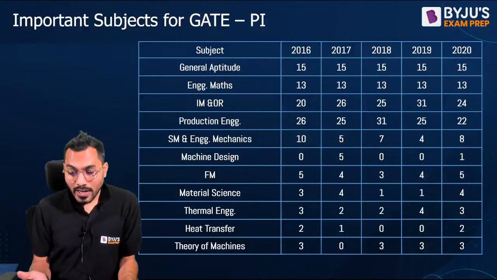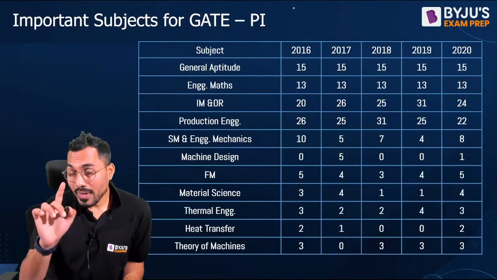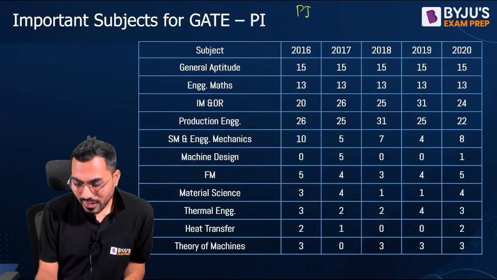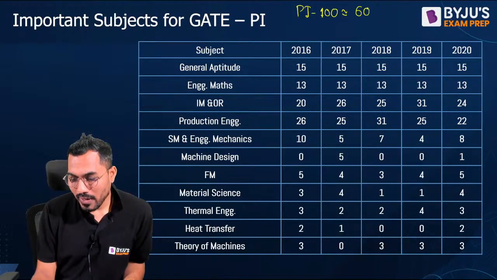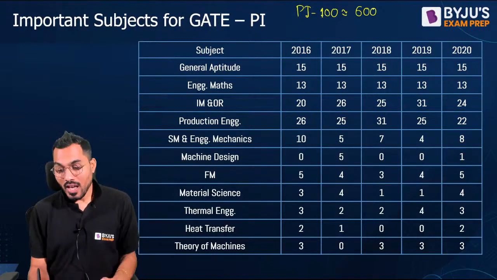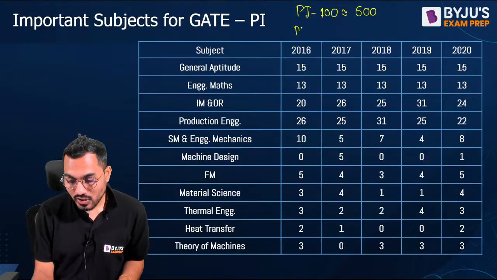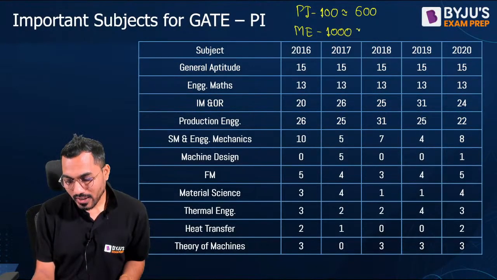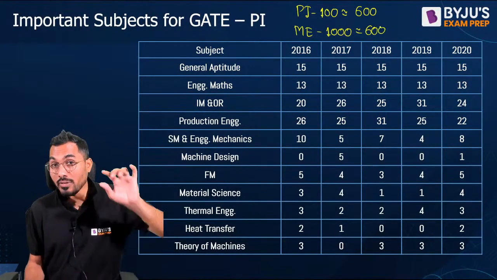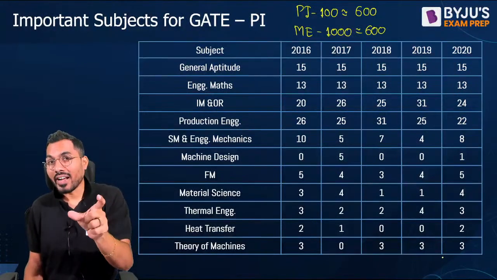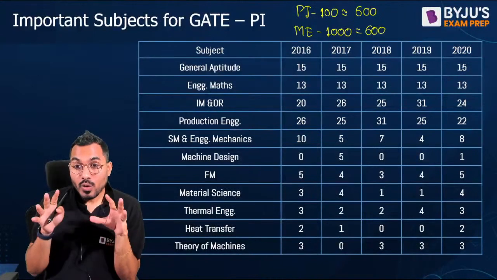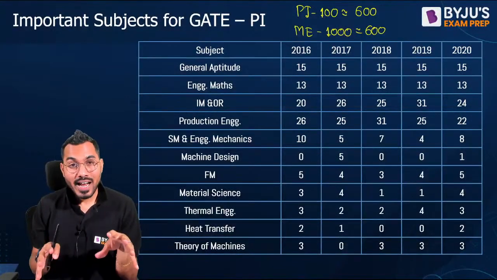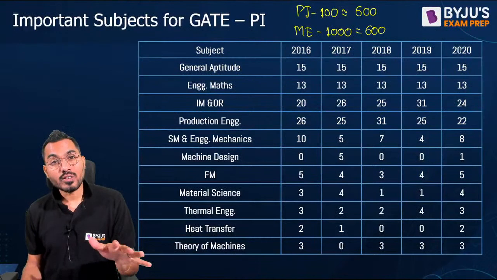If you are appearing for PI and your rank is 100, do you know that your score out of 1000 will be merely 600 to 700? And the same candidate in mechanical engineering will have a rank of 1000, and he will also have a 600 score. That means even in PI, a rank of 100 is the same as a rank of 1000 in mechanical engineering. Need to understand that. So therefore, it doesn't make sense to appear for production engineering.